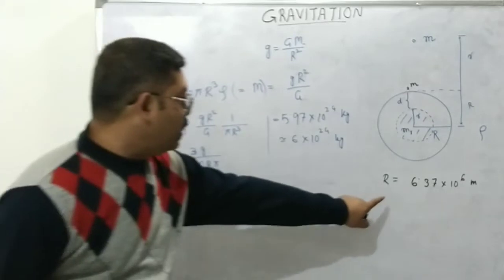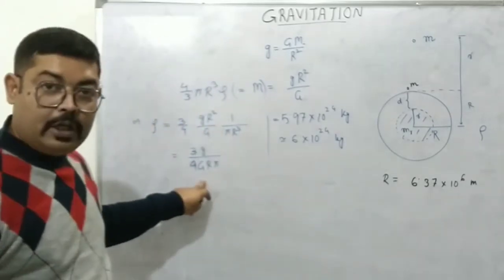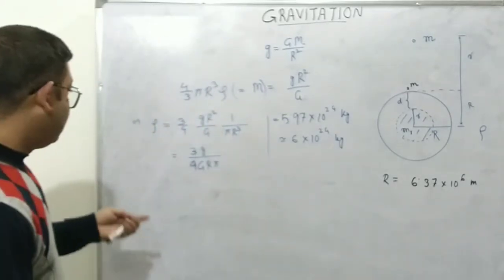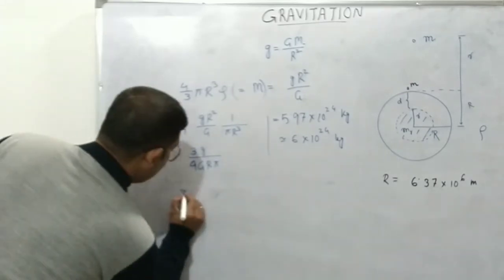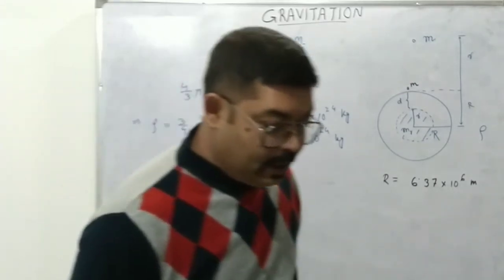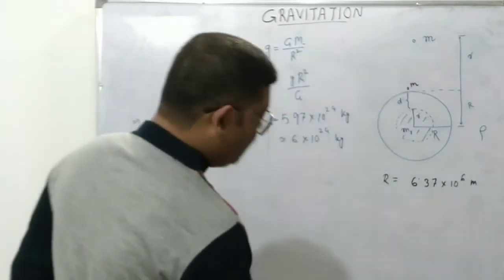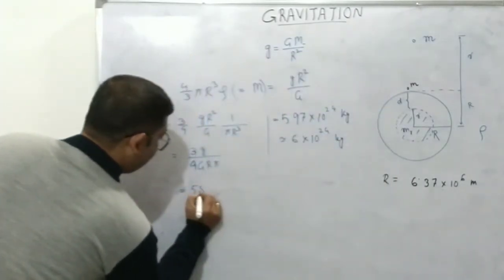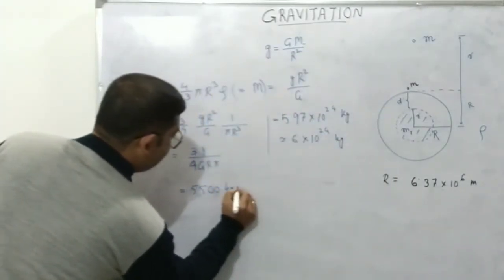Substitute the value, r is already given, g you already have found, and so this will give us that the density of Earth is nearly equal to 5500 kg per meter cube.